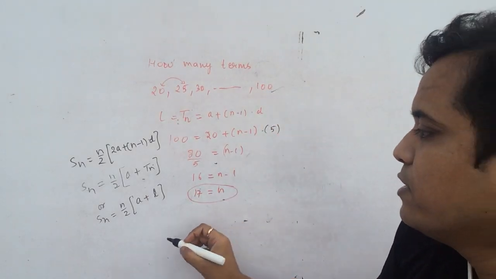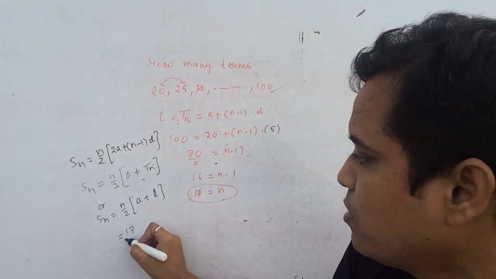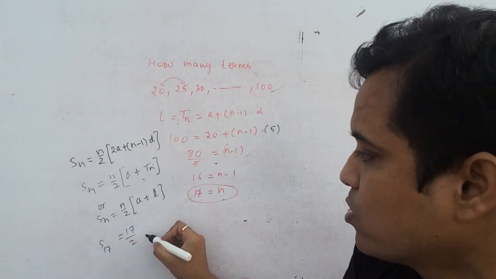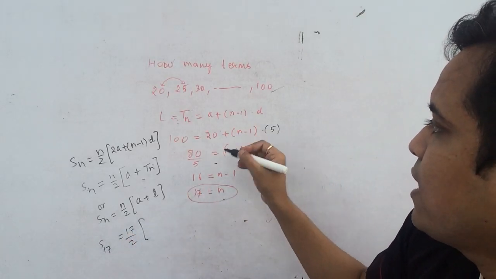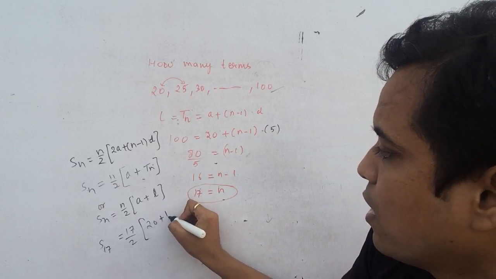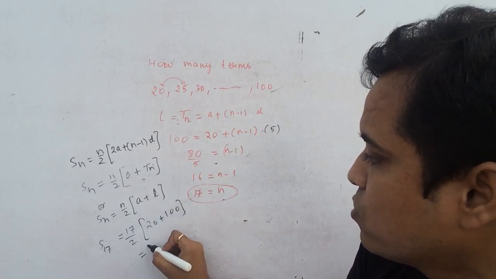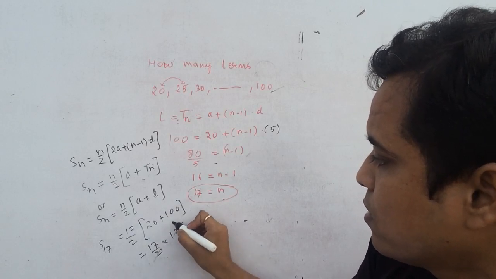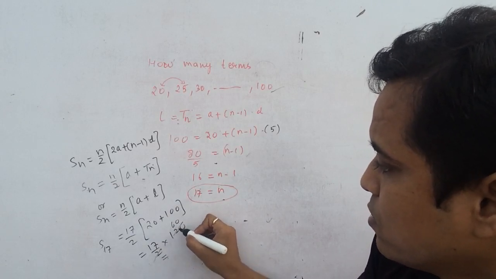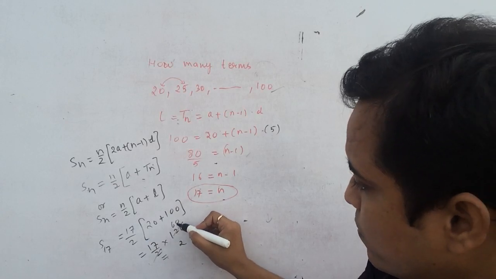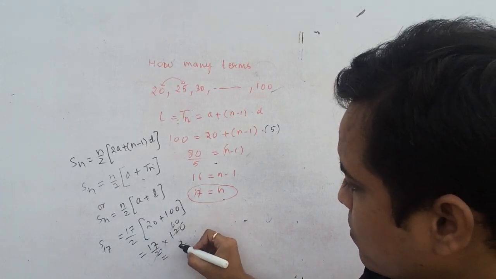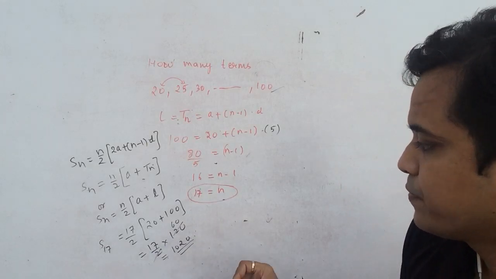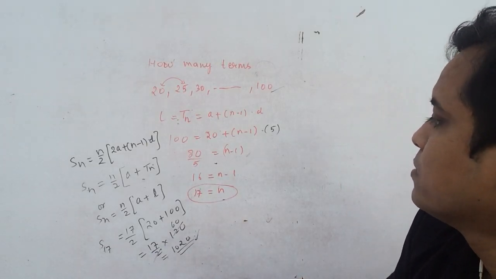Here you have 100. You need to find S17, the sum of the first 17 terms, so 17 by 2. What is a? It is 20. What is l? 100. Definitely you will get the answer, 17 upon 2 times 120. When you solve this, you will get the answer 120. So 120 is the answer. All right.